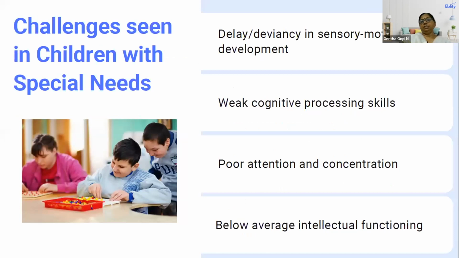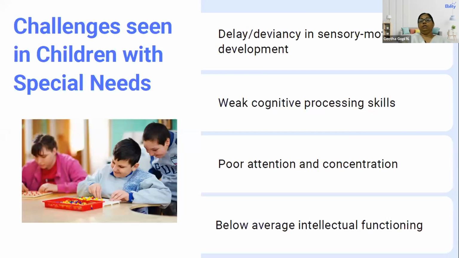So what are some of those challenges we see? In all the earlier mentioned special needs conditions, in varying degrees, you find a delay or deviancy in their sensory motor development. For example, if a child has hearing impairment, definitely the auditory modality of learning is impaired, and therefore there is an imbalance in the way the child develops. If you talk about global developmental delay, ID, ASD, in all these areas, some kind of sensory motor delay or deviancy is usually seen.